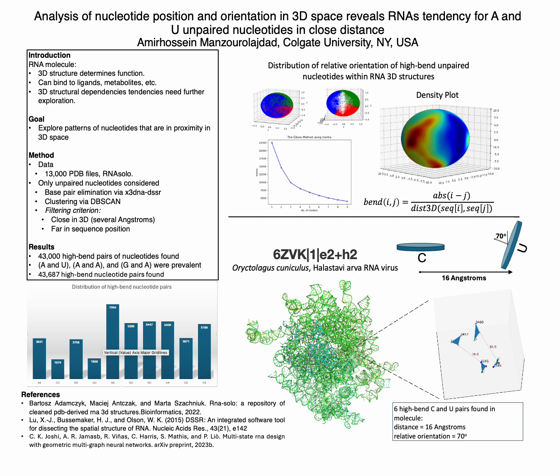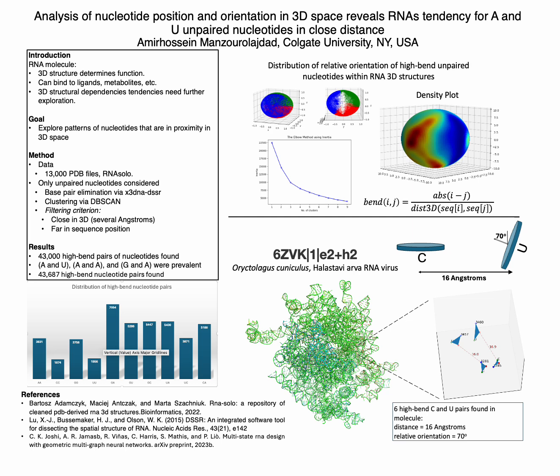So around 13,000 RNAs whose structures were experimentally resolved were retrieved from the RNA Solo repository, and the unpaired nucleotides of each of those structures were identified with the help of the X3DNA DSSR software applied on RNA PDB files.